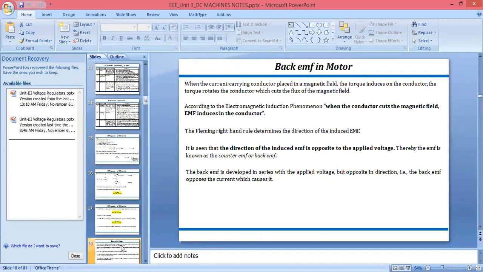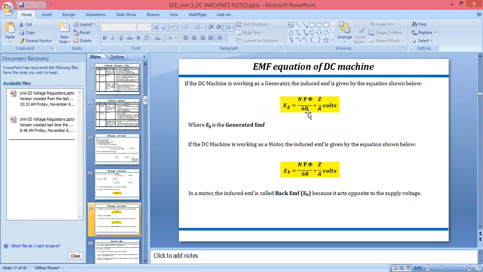So what does Faraday's first law say? If there is a magnetic flux, EMF will get induced. And Faraday's second law states that the magnitude of EMF induced in a coil is equal to the rate of change of flux with respect to time. So here we will get the equations of the EMF.